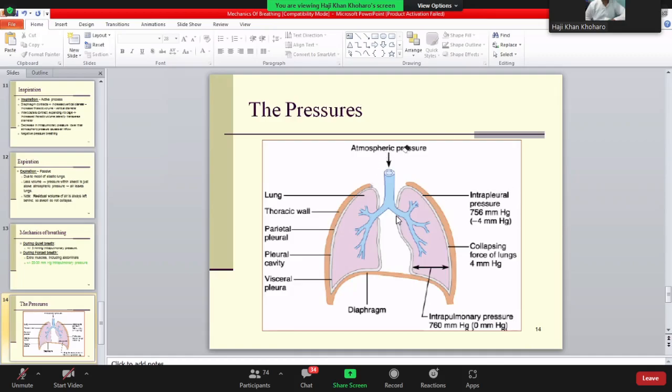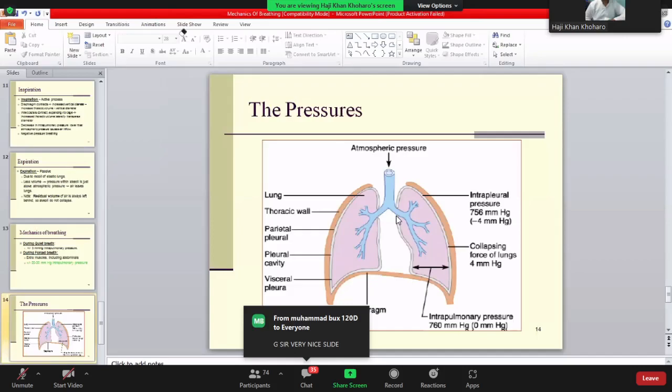Now remember, atmospheric pressure is 760 millimeter mercury. And pleural pressure actually decreases and increases by 4 millimeter mercury pressure difference. And this 4 millimeter mercury pressure difference causes a decrease in pressure comparatively, of minus 4 millimeter mercury relative to the atmospheric pressure, and this causes a net air inflow and inspiration occurs.